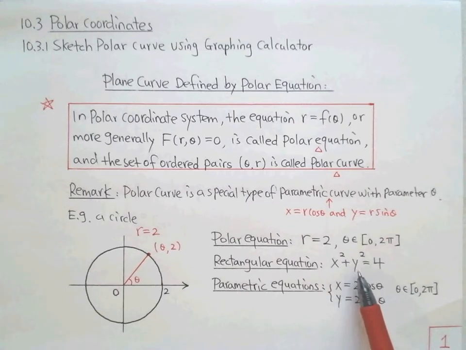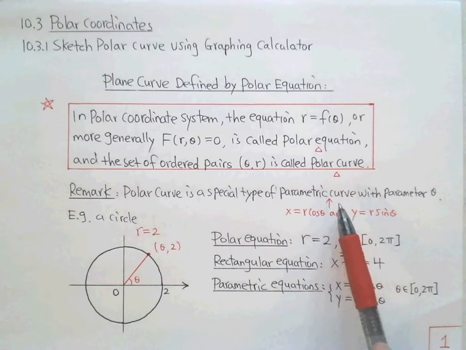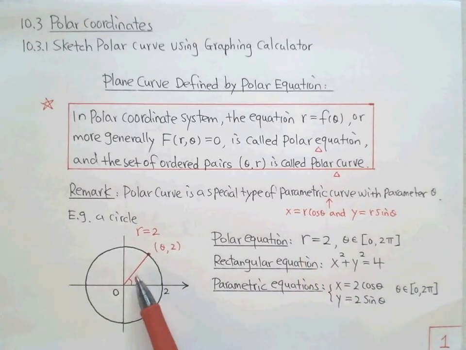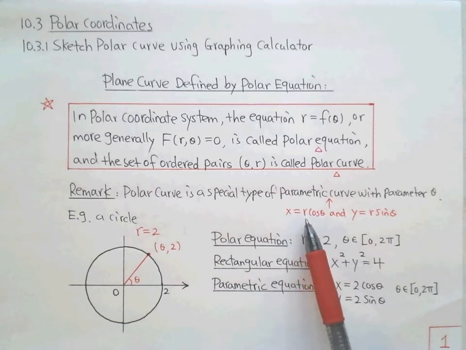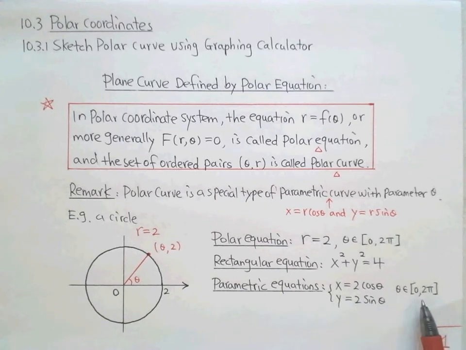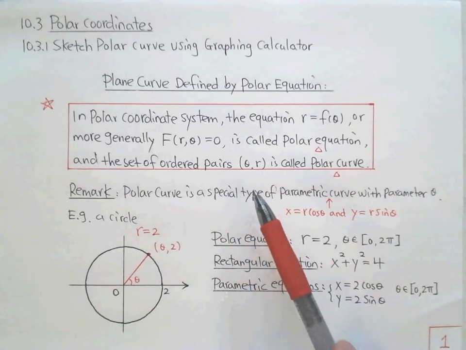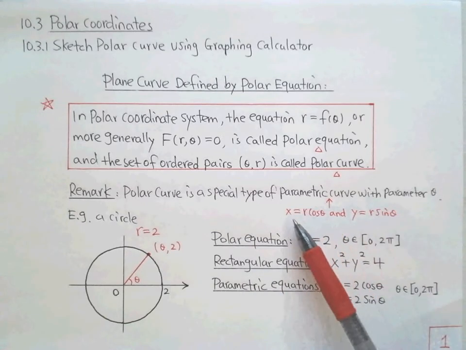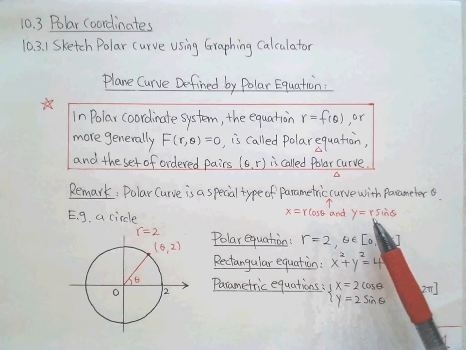And a polar curve is a special type of parametric curve. Let's look at the relationship: x equals r times cosine theta. In our case, r is 2, so x equals 2 times cosine theta, y equals 2 times sine theta, and theta belongs to 0 to 2 pi. This is a parametric equation. For these three types, we can convert between each other. We learned in trigonometry how to convert between the polar equation and the rectangular equation. The basic relationship uses this information, and we will not go back to that.